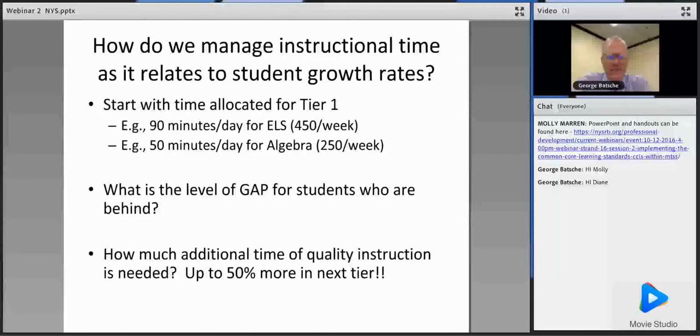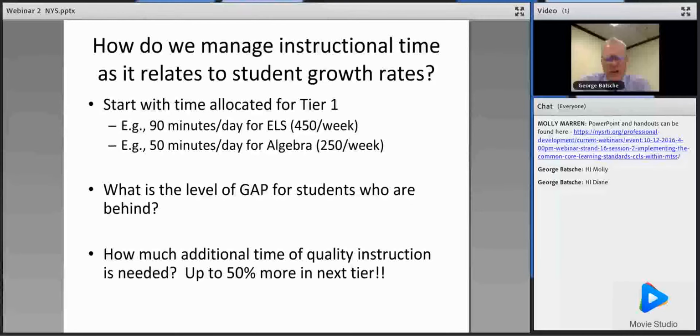So if we have 90 minutes a day for English language arts, that's 450 minutes a week. If we have 50 minutes a day for algebra, that's 250 minutes a week if the high school doesn't have a block schedule. So what is the level of gap for students who are behind? How much additional time of quality instruction is needed?